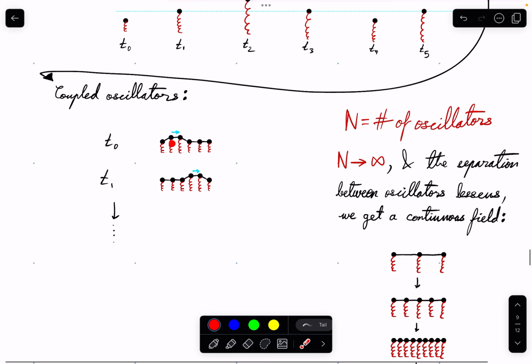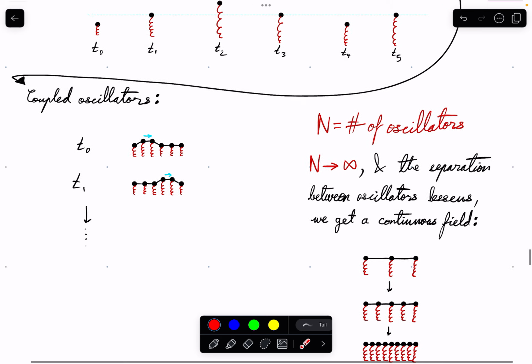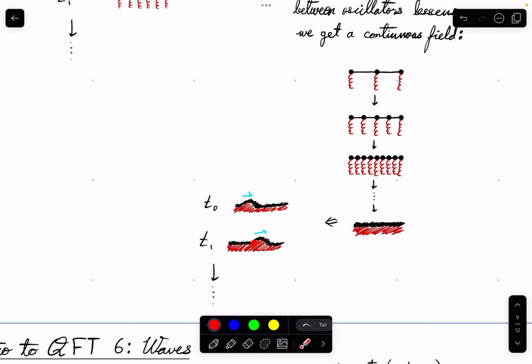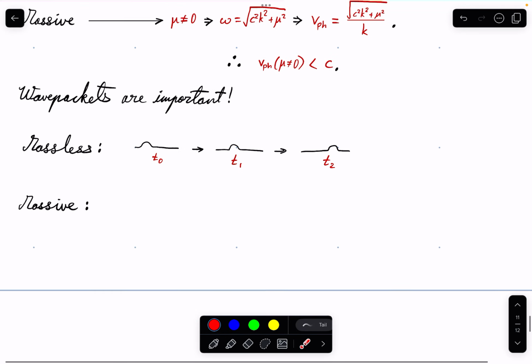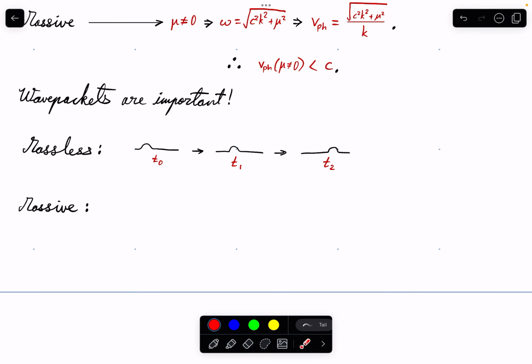It's basically if I pull up a certain spring from equilibrium and then I let it drop, then you're going to have some waves propagate outward. And the waves that are propagating outward are called wave packets. So this is a wave packet. This is for massless particles.